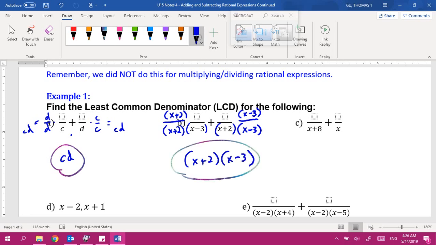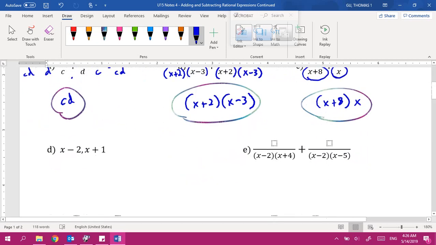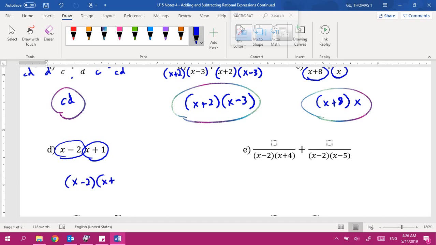So in the same way, look at C. What would it be here? All I have to do is the exact same thing. Take both of these and multiply them together. So x plus 8 times x is going to be my least common denominator here. Next, look at D. This one's weird because they didn't write it in a fraction form, but it's the same idea. If this was a denominator and x plus 1 was a denominator, what would the least common denominator be? All I would have to do is multiply the two terms together, so I would have x minus 2 times x plus 1. That is my least common denominator.